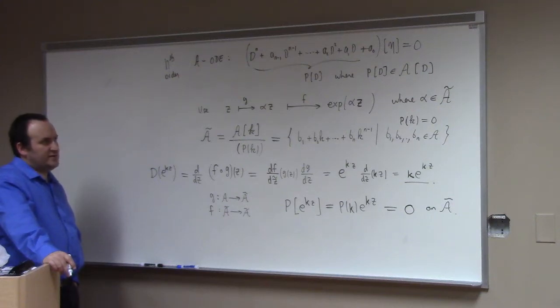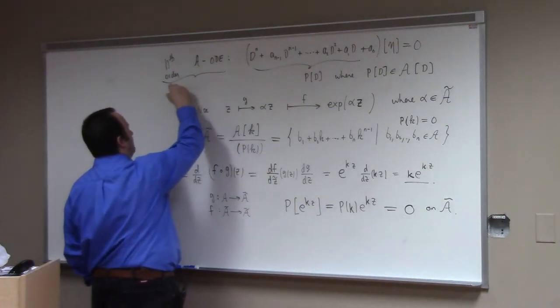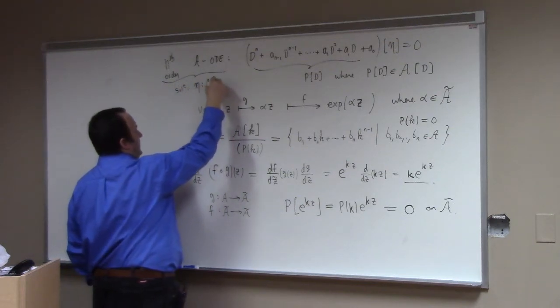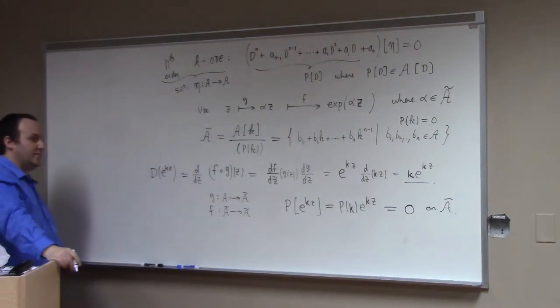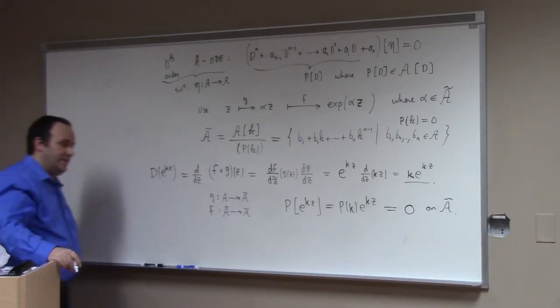Now, this is not a solution to the original problem, right? The original problem, we're looking for eta. What's the solution to the original problem? Should be something like eta is a mapping from A to A, or perhaps an open subset of A to A. Right? That's the kind of solution we're looking for. But what I just found is something a little bit different, right? My solution, quote unquote, isn't that kind of thing. It goes from A to A tilde, right?